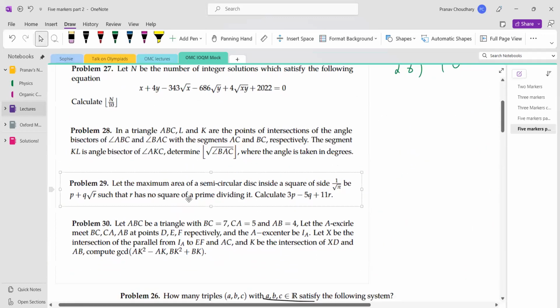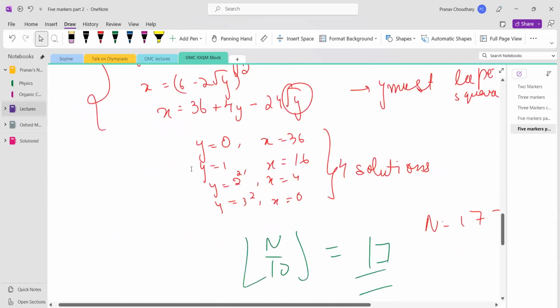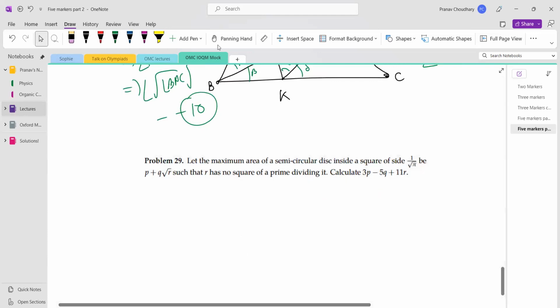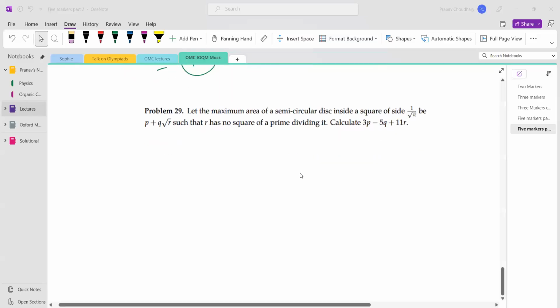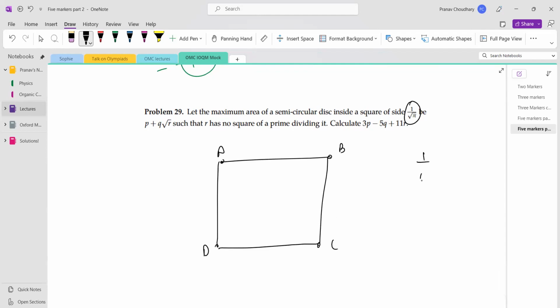The next question is, I think, a very deserved 5 marker, and it's a good question. Let me read the statement first. We have to find the maximum area of a semicircular disc inside a square of side 1 by root pi. You have to find area and you're given the side of a square. That is just bait. You can just take a unit square and then scale it by a factor of 1 by root pi.